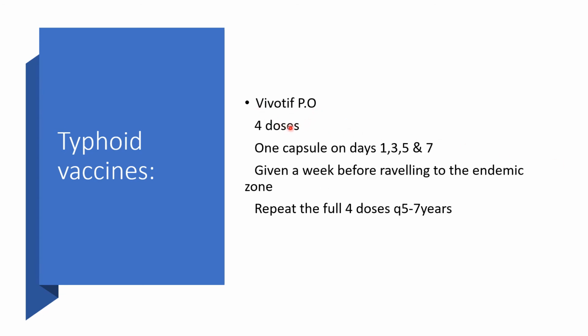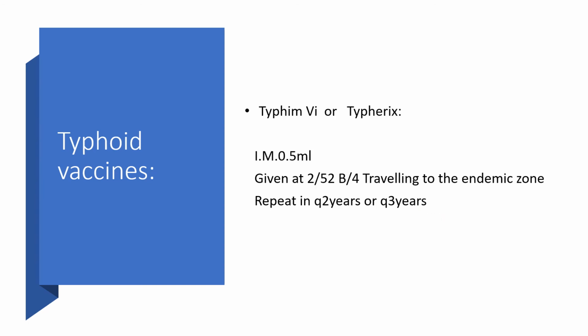Vivotif per oral will have 4 doses, 1 capsule on days 1, 3, 5, and 7, given a week before traveling into the endemic zone. Repeat the full 4 doses every 5 to 7 years. Typhim Vi, or typhoid Vi, is given intramuscularly at 0.5 ml, 2 weeks before traveling to the endemic zone, and you repeat that every 2 years or every 3 years.